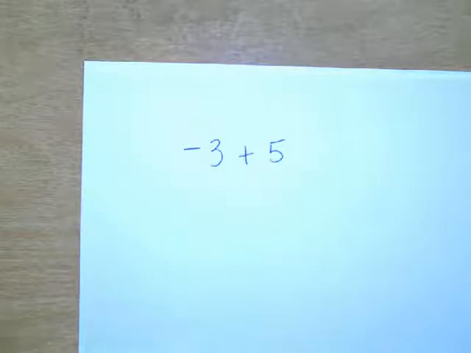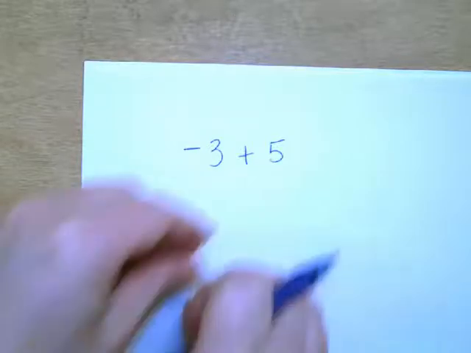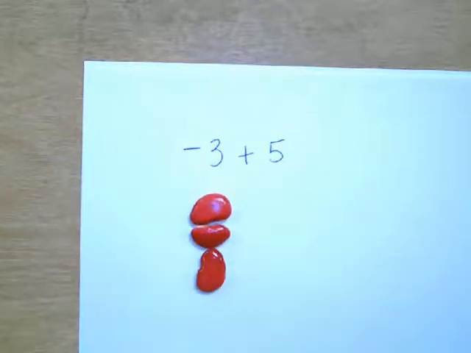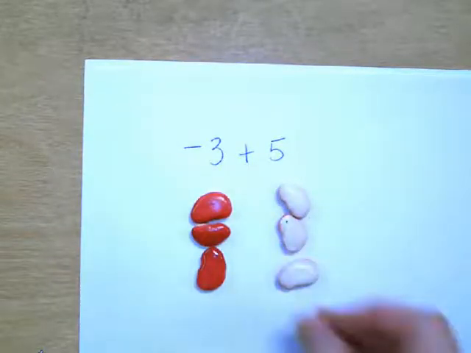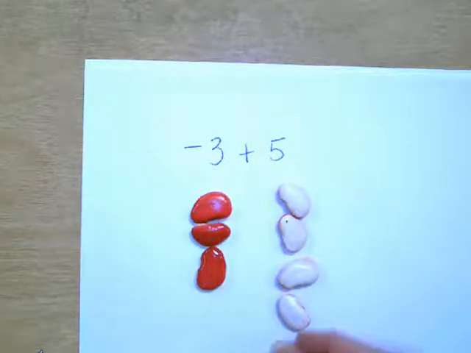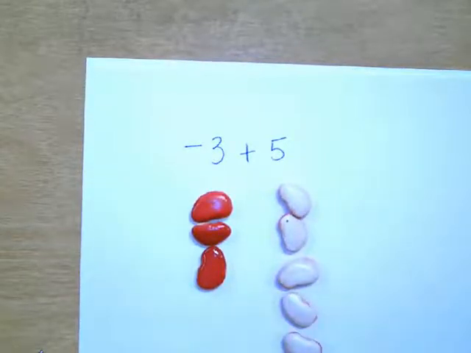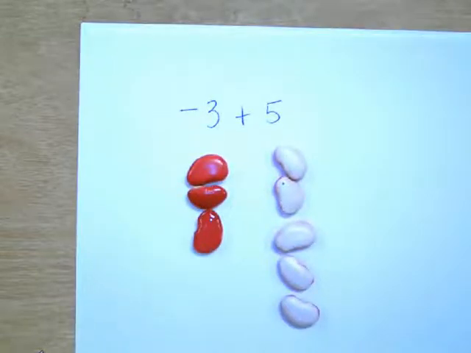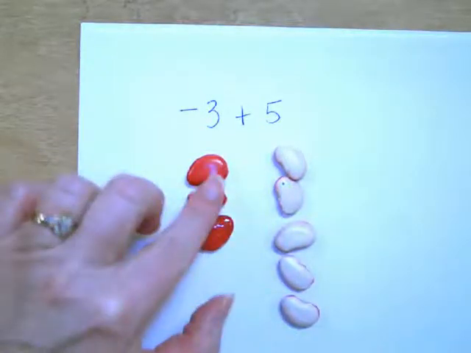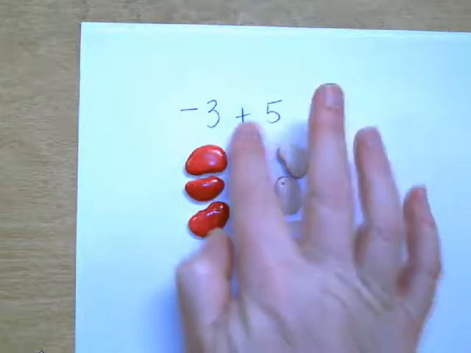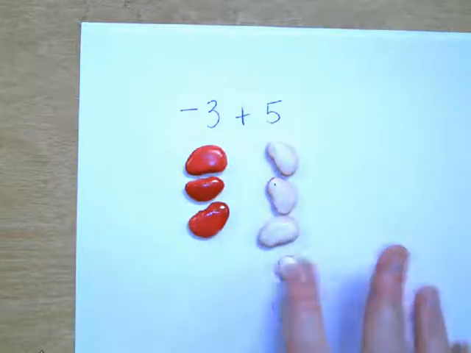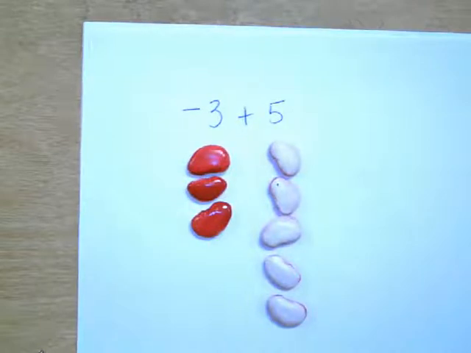Well, we have some counters here, and they're two colors. One side is red, and the other side is white. Sometimes they're a different color, sometimes they're yellow, something like that. But we can use these colors to represent the values that we have. So -3, I would represent with red, and I would have 3 red beans to represent -3. +5, because it's a +5, I would have 5 white beans to represent the +5.